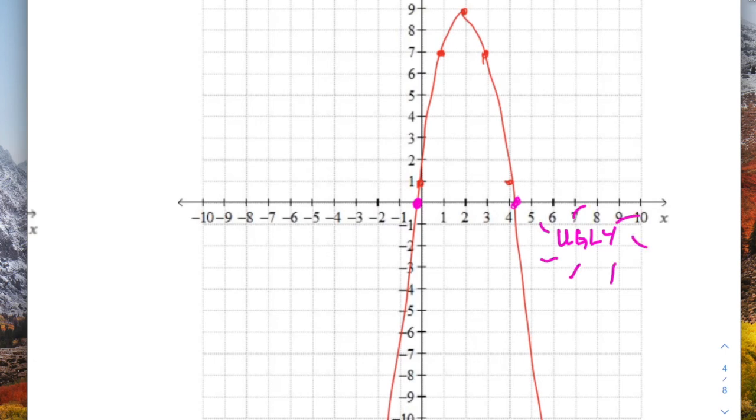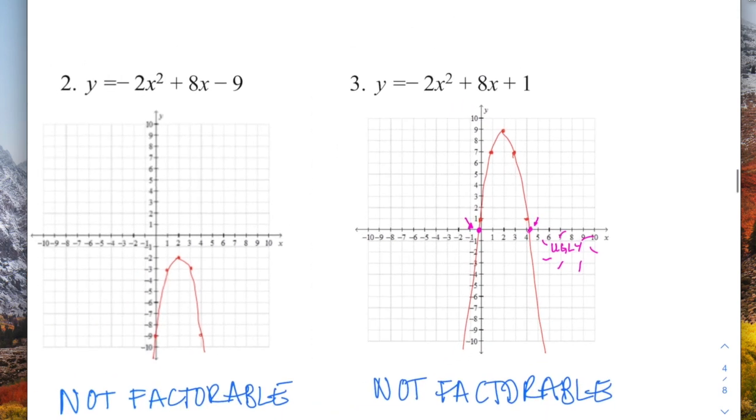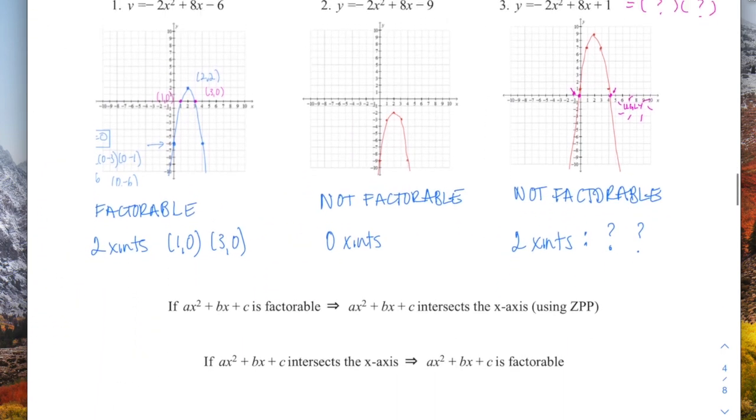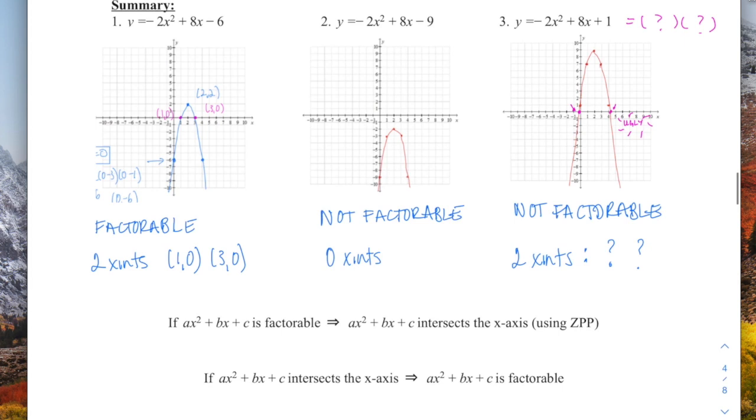So how on earth would I be able to find these numbers when I'm trying to factor this guy? Okay, so the answer is we don't do that. What we do is we use the quadratic formula. But before we get there, let's just summarize these facts about factorability and the number of x-intercepts.